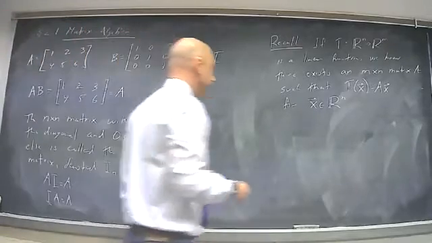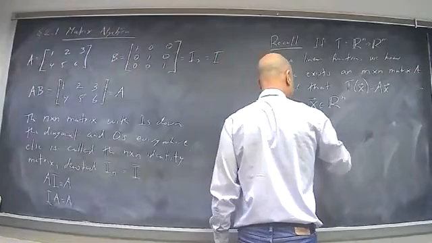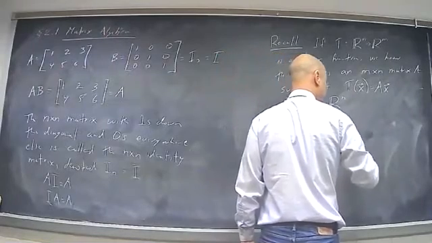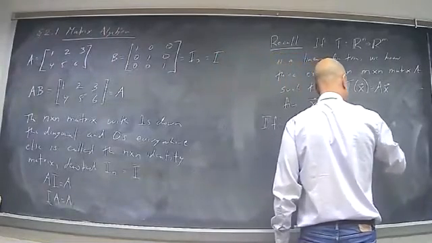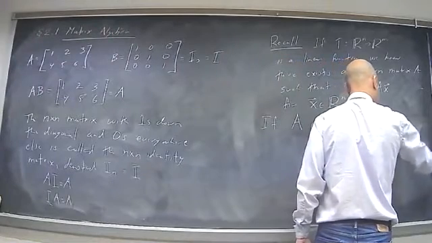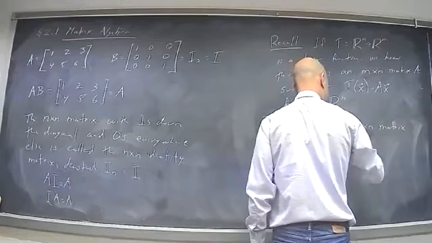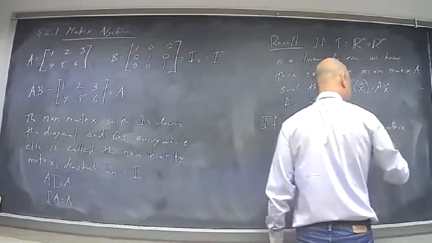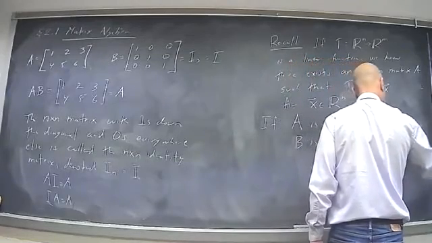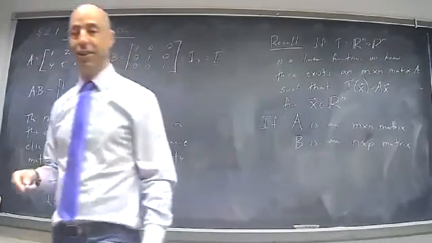So, if A is an M by N matrix, and B is an N by P matrix. So now, well, let me wait till you're done writing.